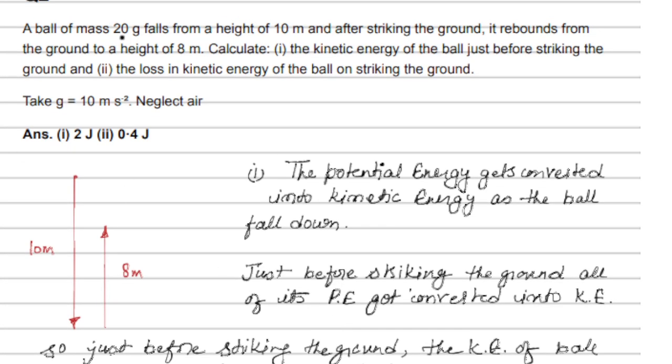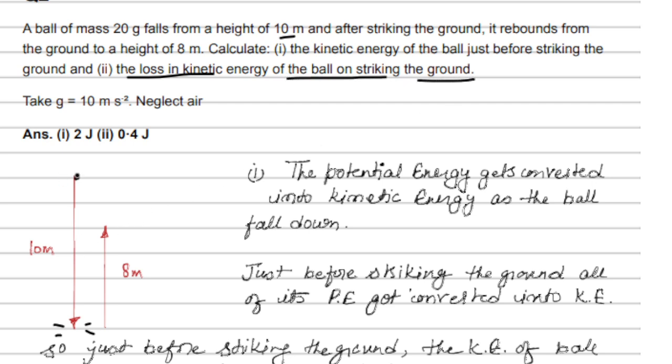A ball of mass 20 gram falls from a height of 10 meter. After striking the ground, it rebounds to a height of 8 meters. So it is coming down from 10-meter height, jumping up again, but only reaching 8-meter height. Maybe because some energy is lost here, right? So they are asking for the kinetic energy of the ball just before striking the ground, and the loss in kinetic energy of the ball on striking the ground.